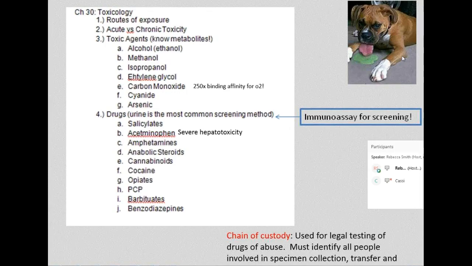First one is salicylate. Okay, that is known, that's aspirin, your typical aspirin. The next one is acetaminophen, and I really apologize for my spelling on that. Wow. Acetaminophen can actually cause severe hepatotoxicity. This is your typical Tylenol.